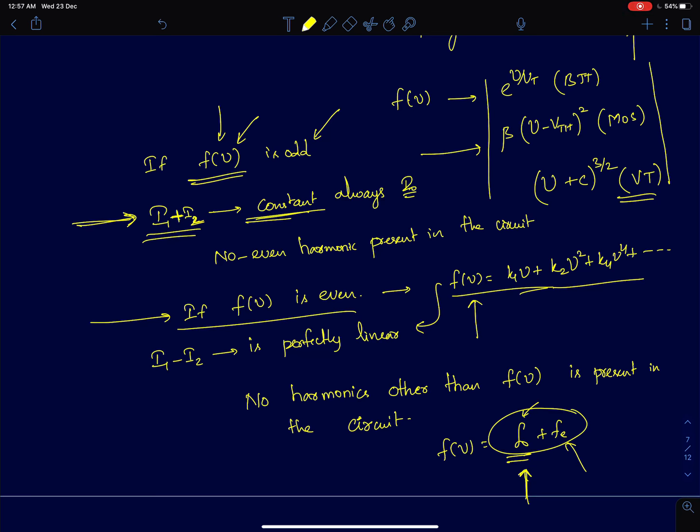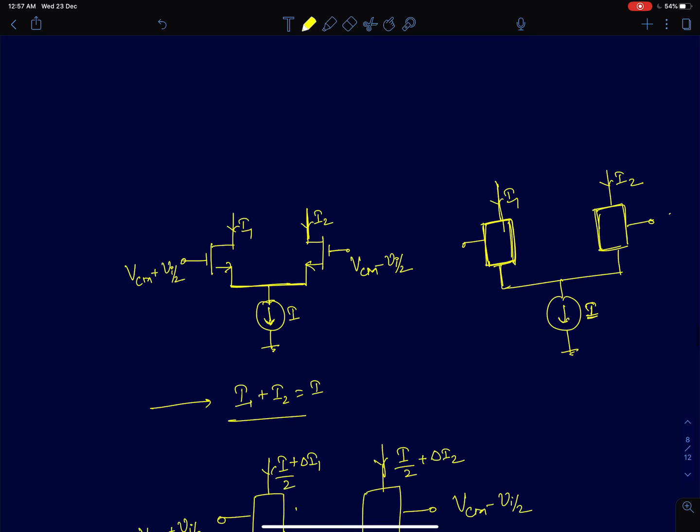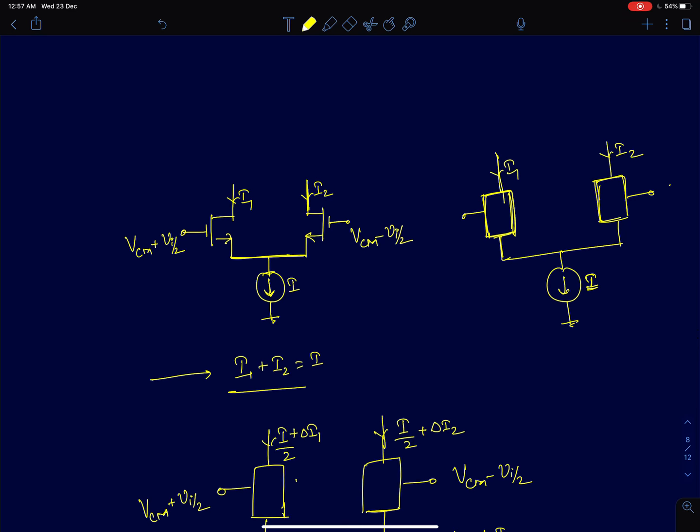Now in a similar way, we will try to intuitively see what happens when you have a current biased differential amplifier. In a current biased differential amplifier, even in the presence of input voltages, when you apply a differential input, one condition always has to be satisfied: the sum of the two currents in the two devices, I1 plus I2, is exactly equal to I. That condition has to be satisfied.